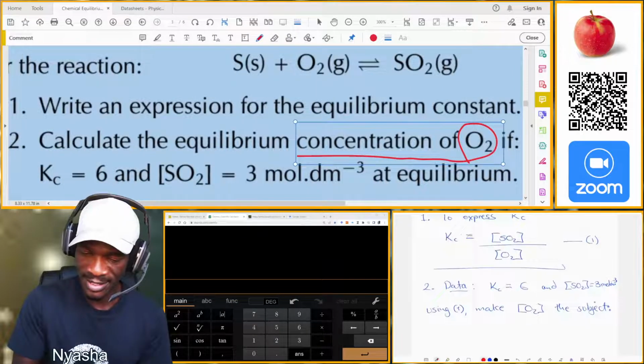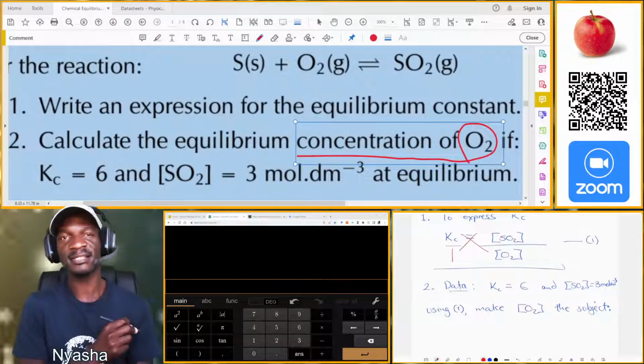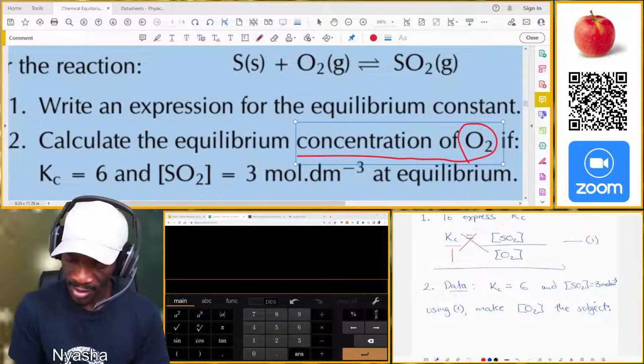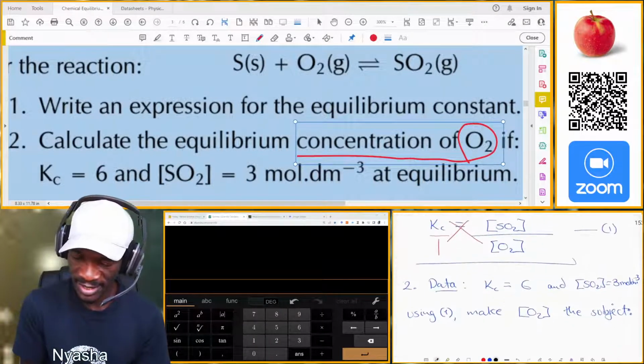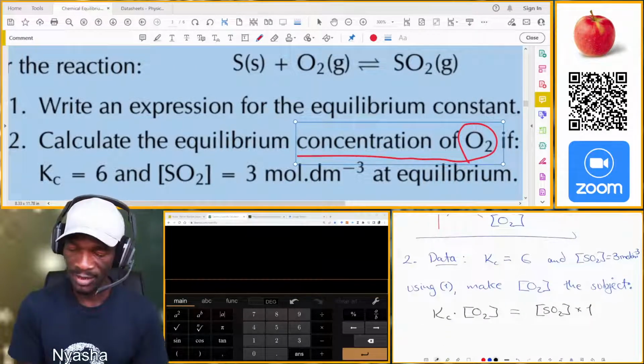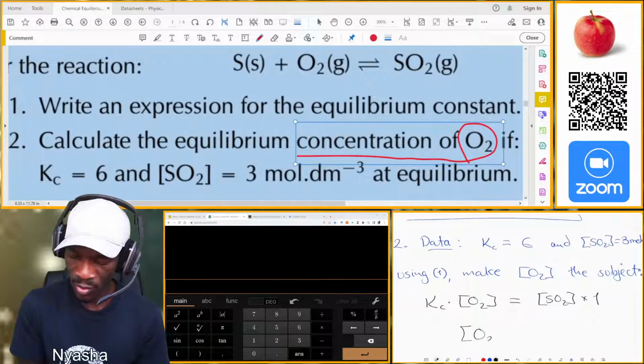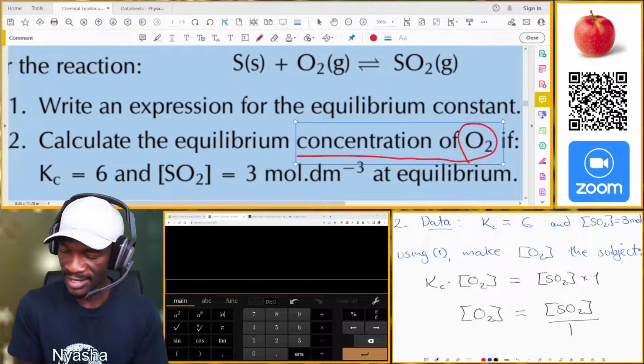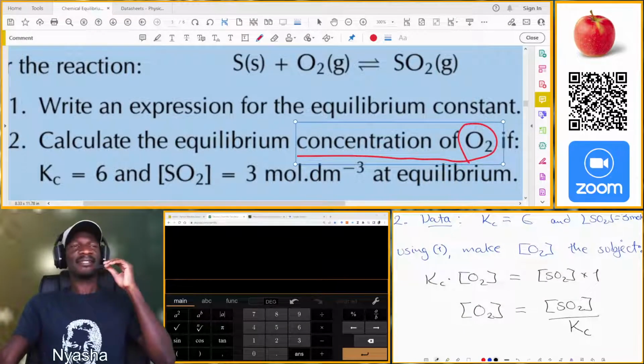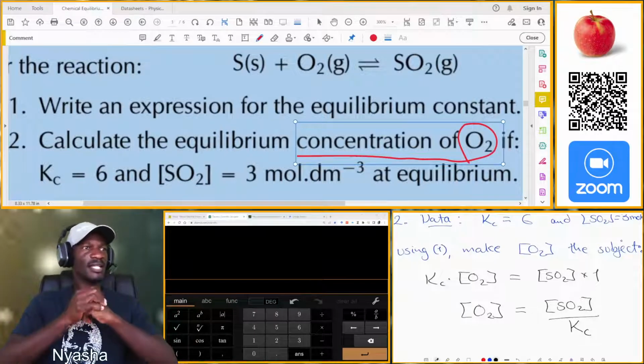So let's just do this, and we can see the cross multiplication here. This Kc is obviously over 1. So our equation is going to change, and it will tell us that Kc multiplied by the concentration of O2 is equal to the SO2 concentration multiplied by 1. Then what you want is to make the concentration of oxygen the subject of the formula. So the concentration of O2 is now equal to the concentration of SO2 divided by Kc. Does that make sense to you?